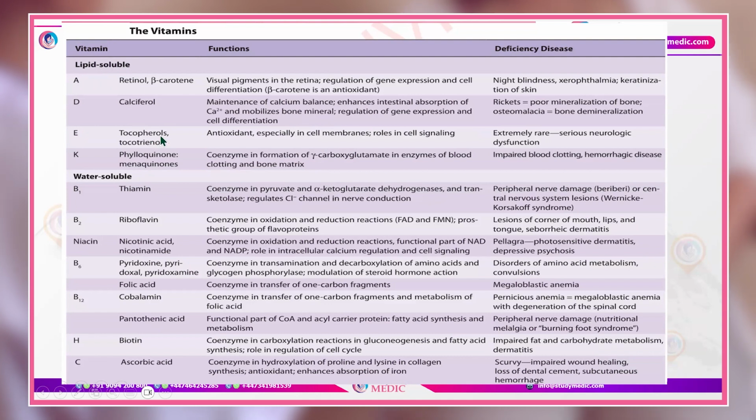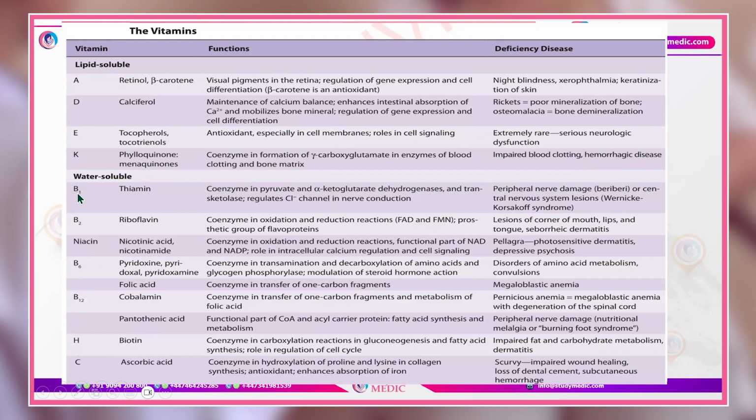Vitamin E, tocopherol, is an extremely rare deficiency, but neurological dysfunctions can be seen. Vitamin K is also called phylloquinones and menaquinones; various forms of vitamin K are there. Deficiency of it will lead to impaired blood clotting and hemorrhagic disease. Under the water-soluble vitamins, it is all the B vitamins and vitamin C.